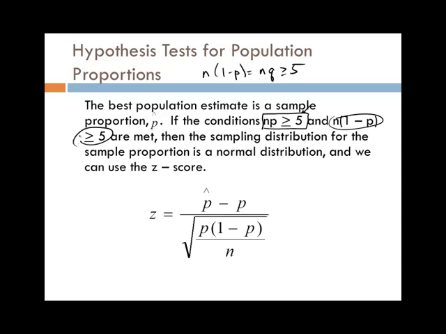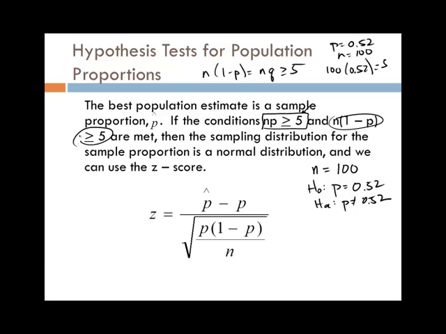So for example, if we had a sample size of 100, like we did in the last example, and let's say that the null hypothesis claims that the proportion of something is 52%, and the alternative says not 52%, then the p value is the 52%. The n value is 100. So 100 times 0.52 is what?